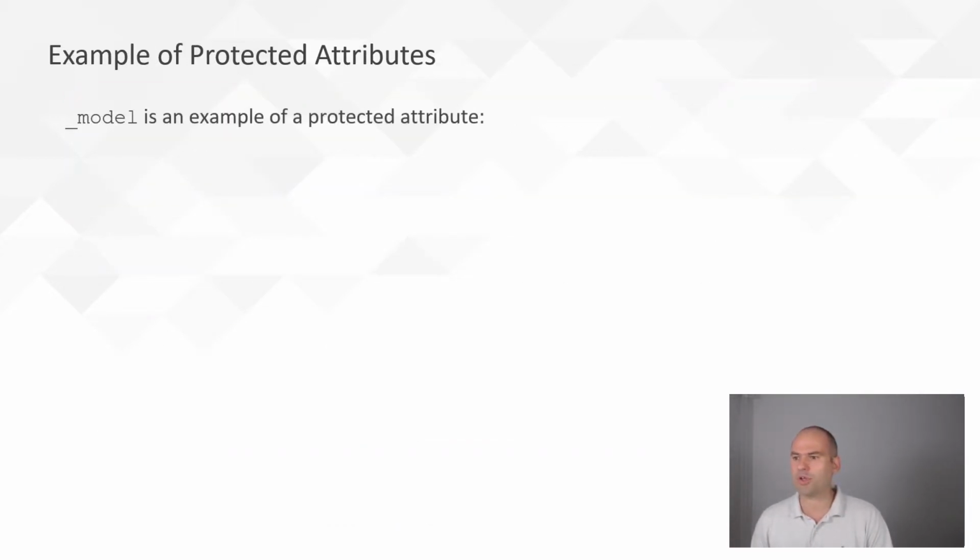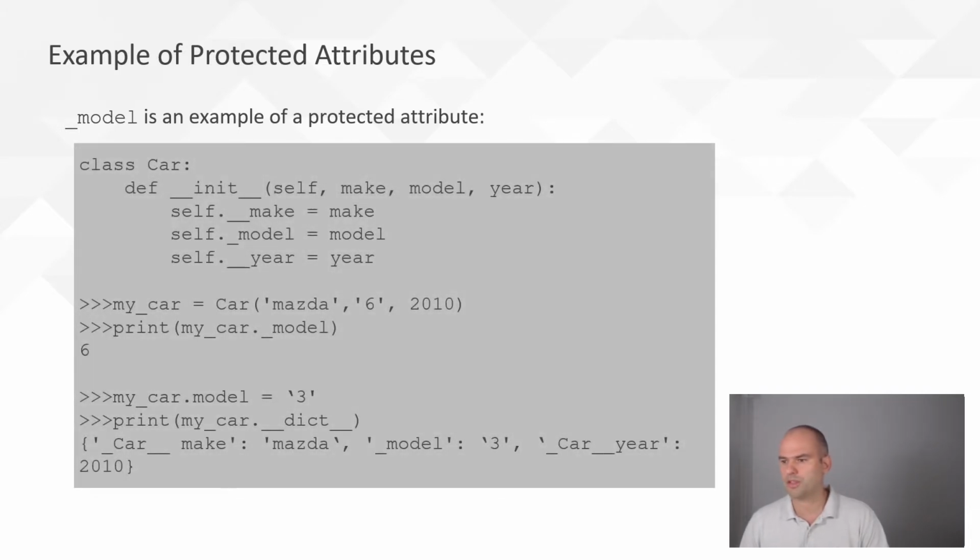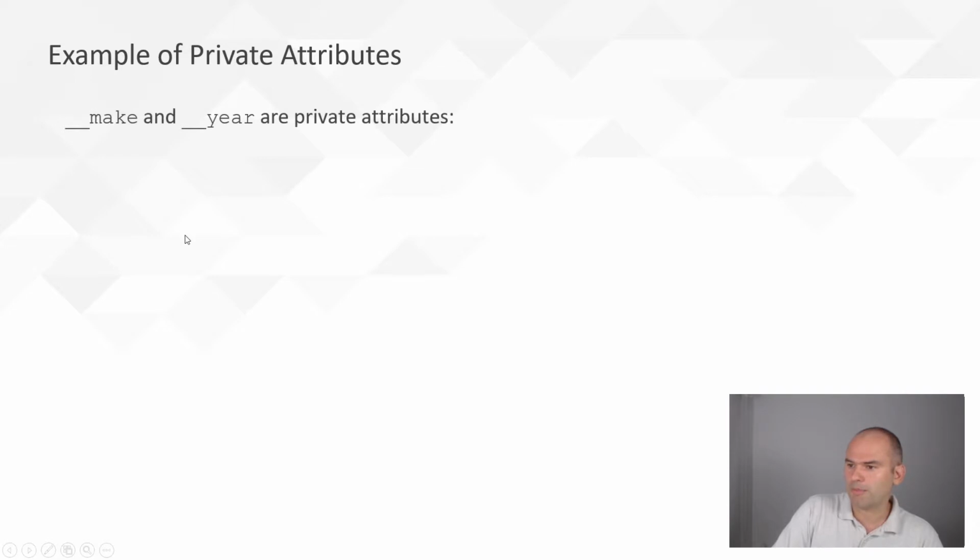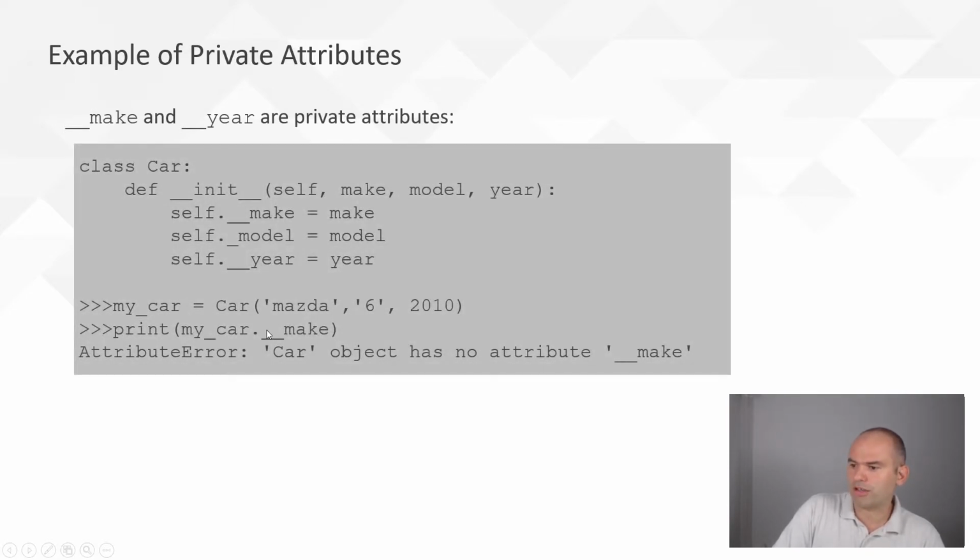So let's have an example of protected attributes. Underscore model is a protected attribute. You create a car, make, model, year, and you print the car model. So first of all, you can print it. You can access it. You can change it. And then when you print the car dictionary, it's permanently changed. Whereas the other two, make and year, you can try to print mycar.make. The object has no such attribute. So you can't even print it. You can't even view it.